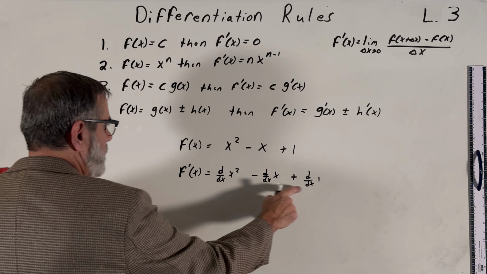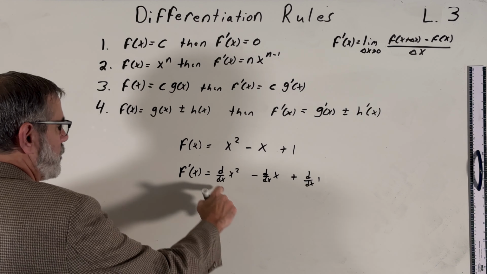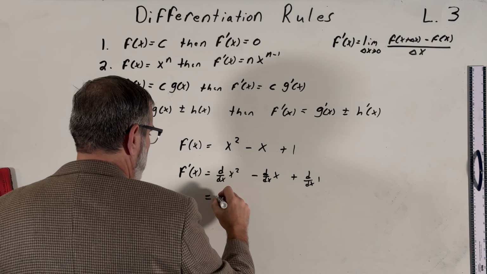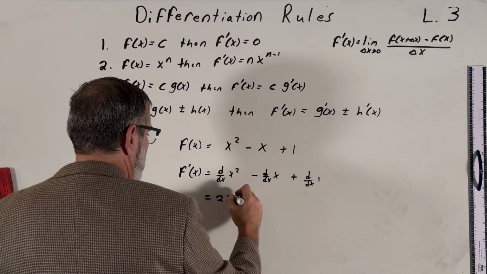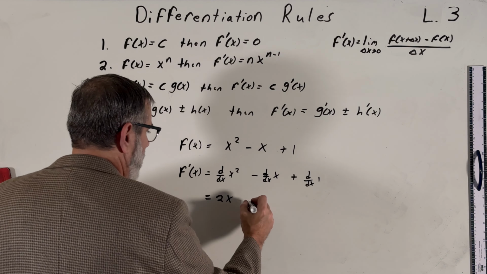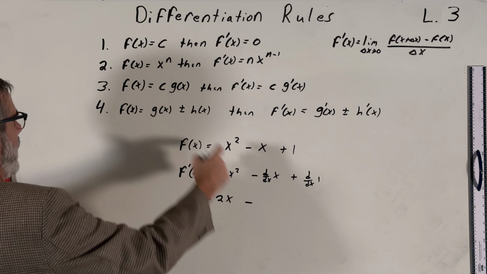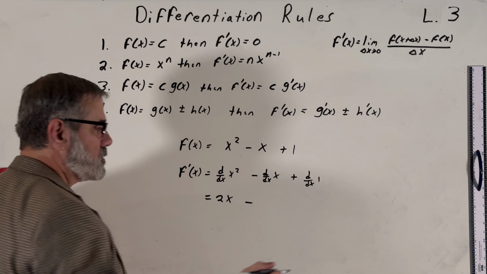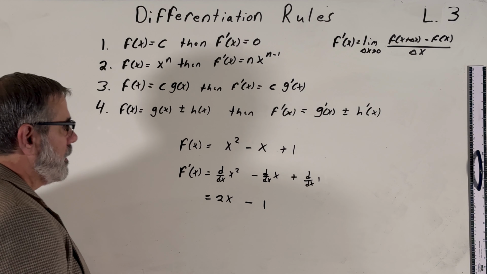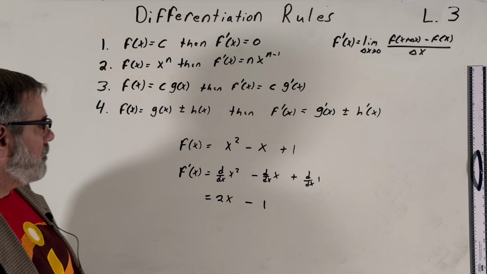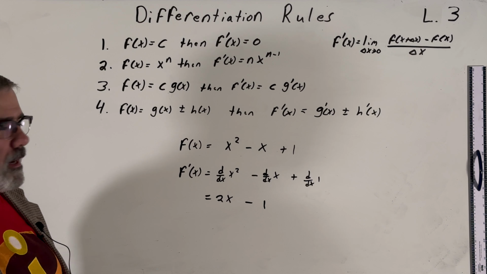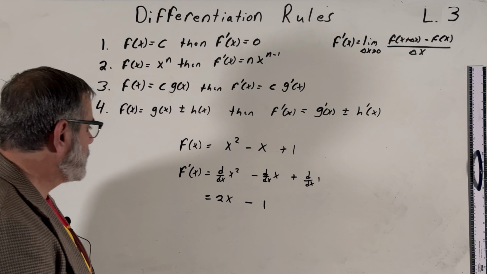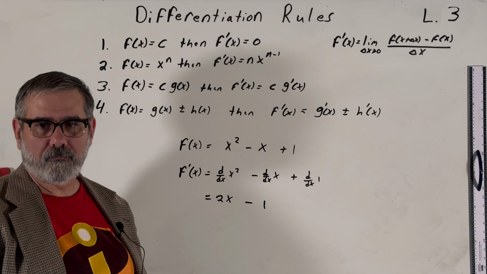So we just do it term by term now, right? And what do we get? Well, the derivative of x squared, using rule number 2 with n equals 2, is 2x to the 2 minus 1, which is just 1, so we'll just write 2x. Minus the derivative of x, well, again, using the power rule, that's 1 times x to the 1 minus 1. x to the 0 is just 1, so we just write minus 1. And then plus the derivative of the number 1, that's a constant, so we use rule 1, right? And rule 1 says the derivative of a constant is 0, so plus 0, we just won't write anything. And so our final answer is 2x minus 1. Okay?